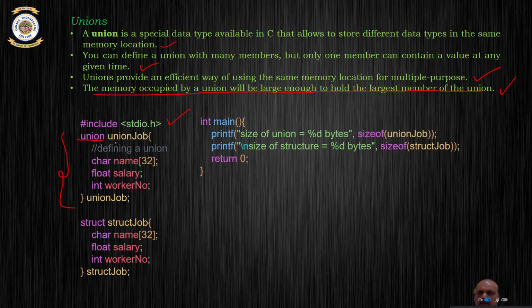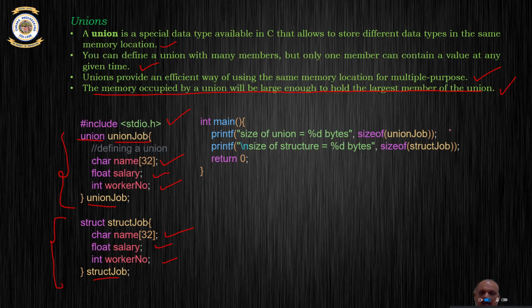Here I have a union called union job, and this union job has three data types: a string or character array, a float, and an integer. Similarly, I have another struct declared here, named struct job. Again, this struct has three different data types, very similar to the union that is declared.